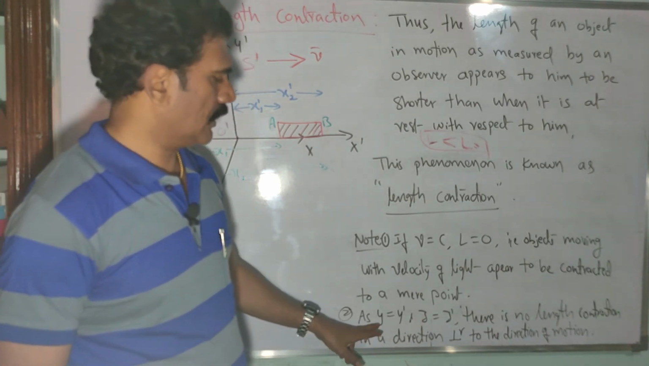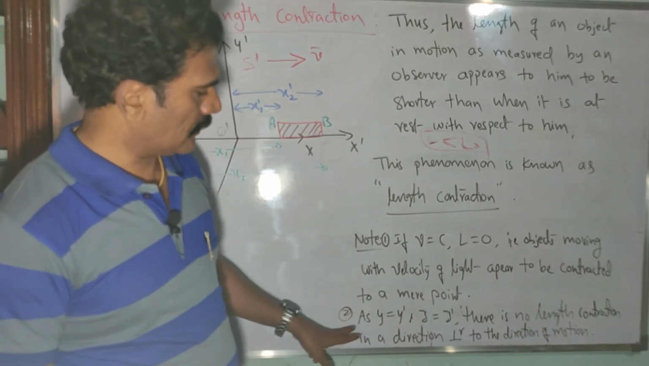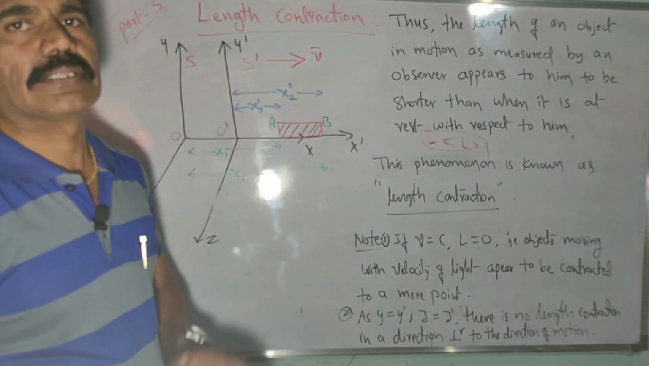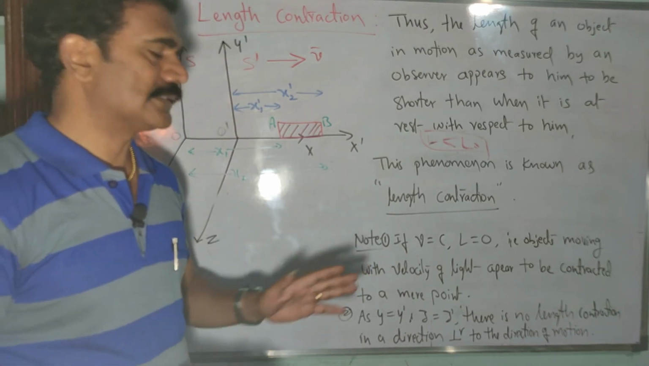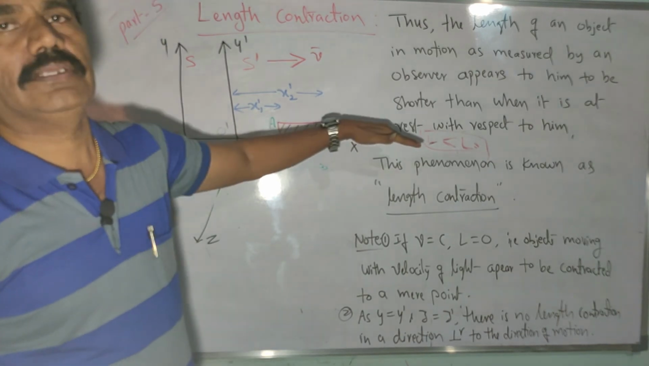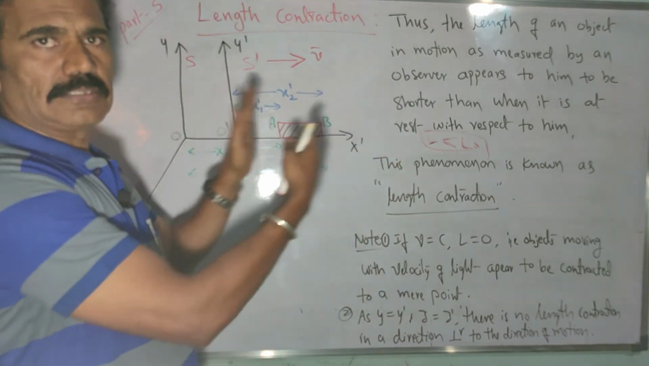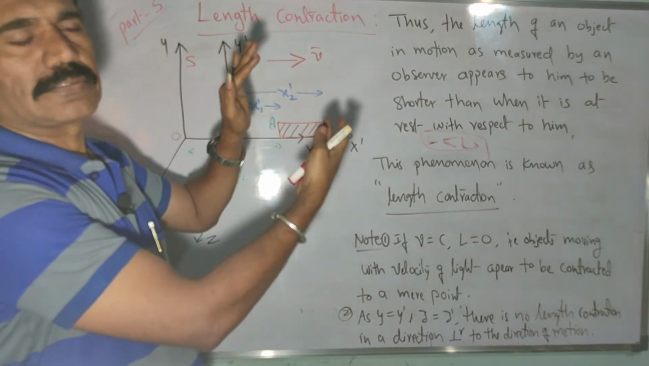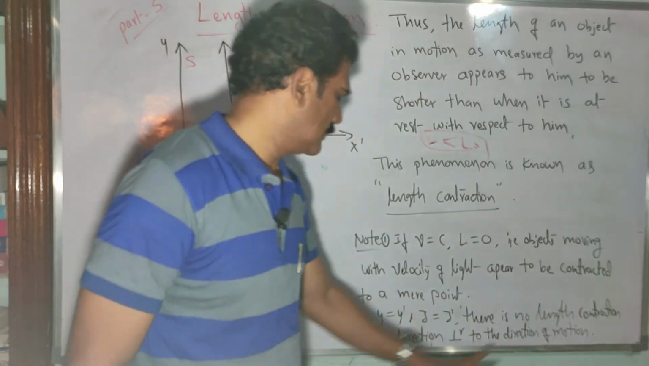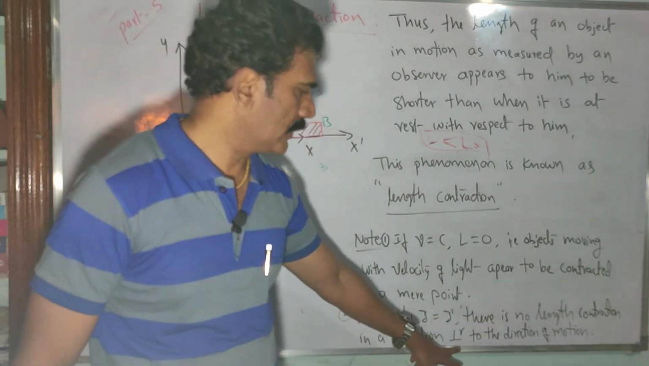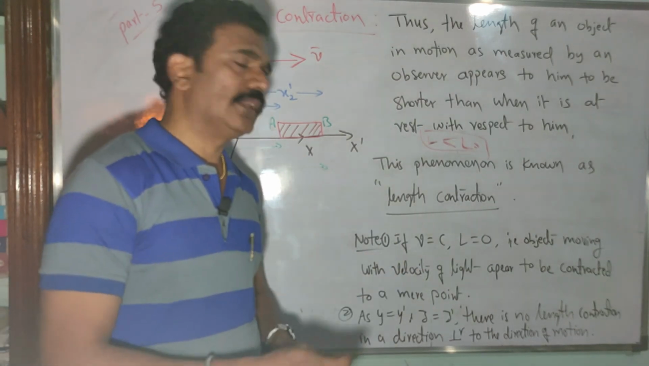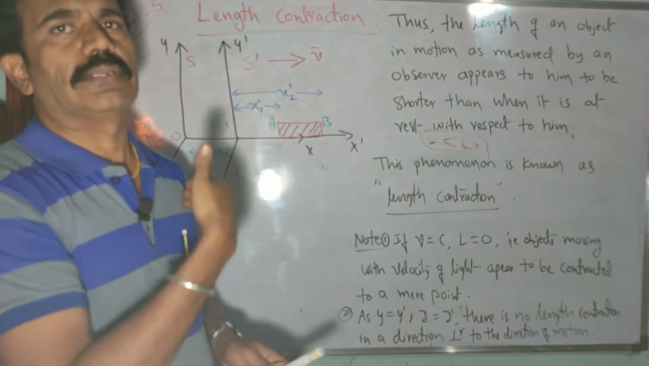And again, according to the Lorentz transformations, look at the second point. y is equal to y dash, z is equal to z dash. So we cannot expect any contraction along the y-axis and z-axis, which are perpendicular to the x-axis. If the object is moving along the x-axis only, along that direction we can expect the length contraction, not along the y-axis or the z-axis. As y is equal to y dash and z is equal to z dash, there is no length contraction in a direction perpendicular to the direction of motion. So we can expect length contraction only in the direction of motion, not along the perpendicular directions.